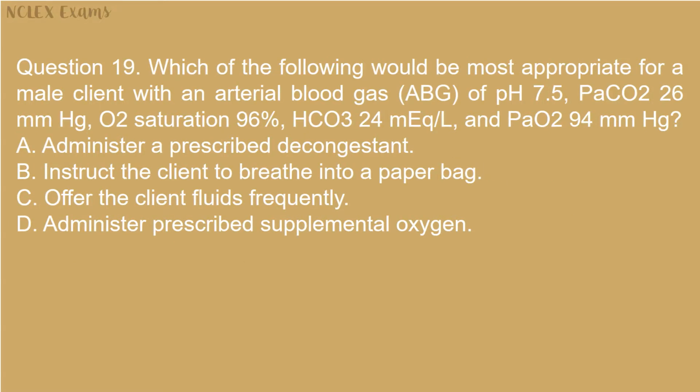Question 19. Which of the following would be most appropriate for a male client with an arterial blood gas, ABG, of pH 7.5, PaCO2 26 mm Hg, O2 saturation 96%, HCO3 24 mEq/L, and PaO2 94 mm Hg? A. Administer a prescribed decongestant. B. Instruct the client to breathe into a paper bag. C. Offer the client fluids frequently. D. Administer prescribed supplemental oxygen.